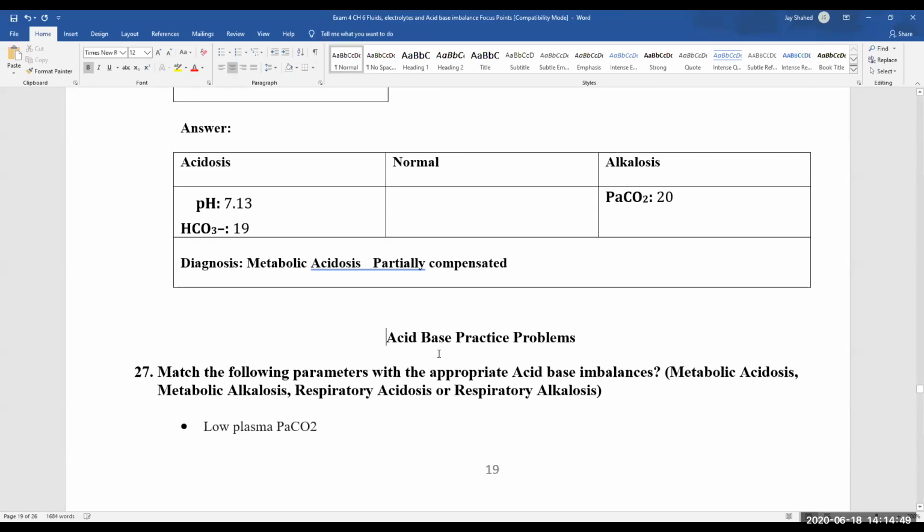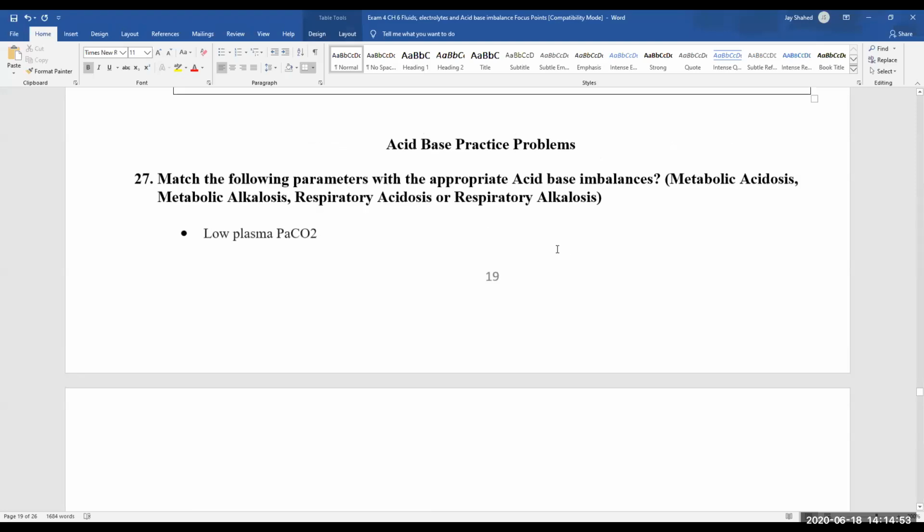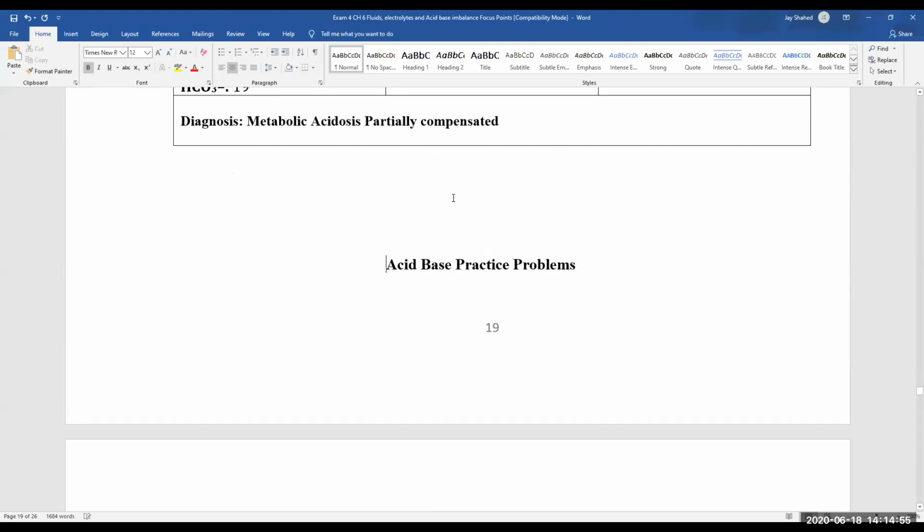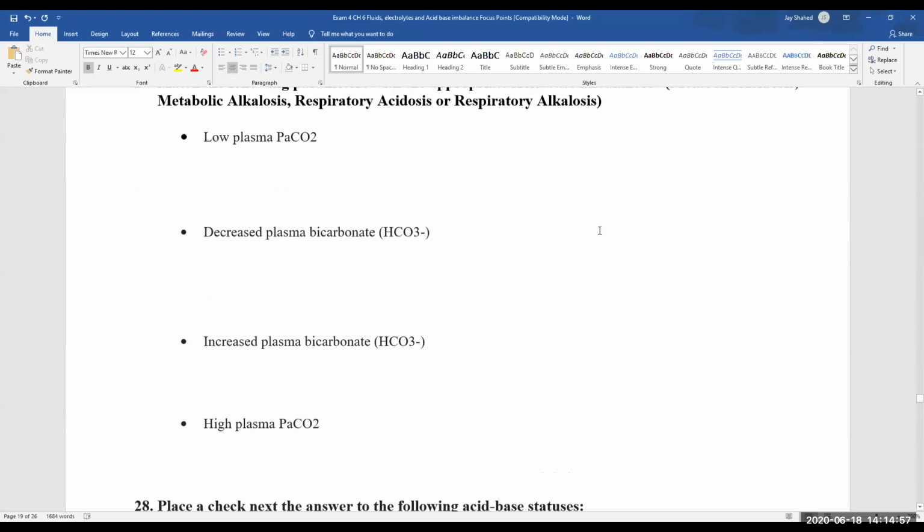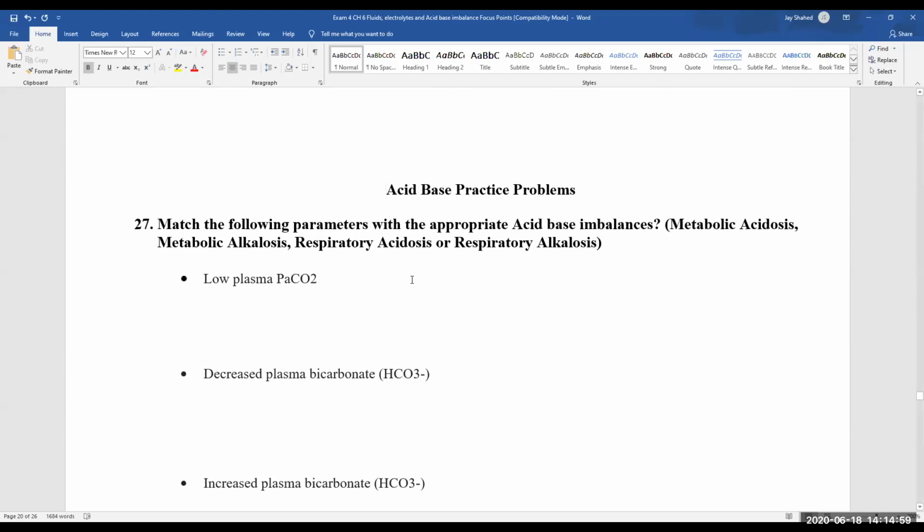All right, we're coming to yours. Betsy, hang in there, it's coming. These are straightforward, you guys, right? So what do you think this is here? If you have low plasma PCO2, are you respiratory or metabolic? Respiratory. With low PCO2 makes it what? Respiratory alkalosis. So this is the answer.